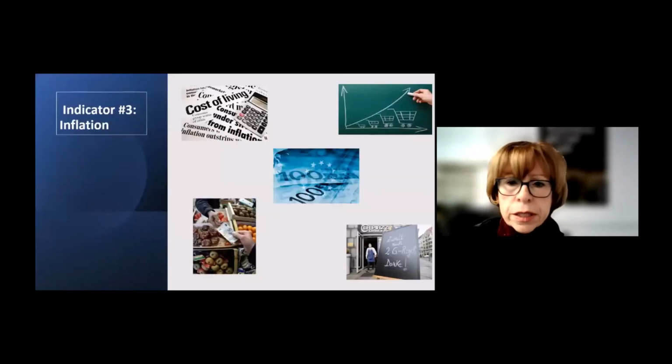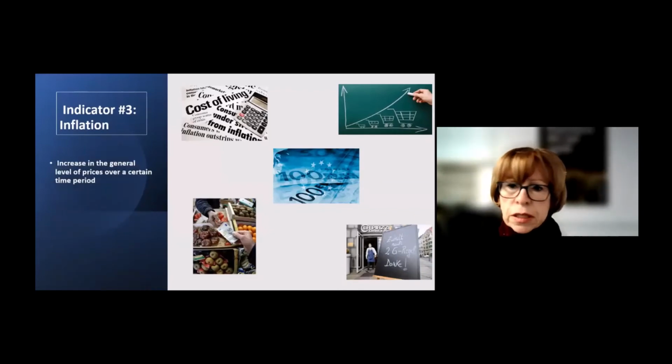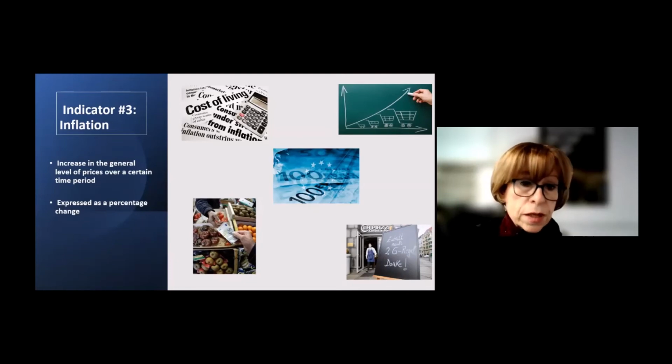All right, the third indicator that I want to address is inflation. Inflation is an increase in the general level of prices over a certain time period. It doesn't mean that all prices go up in the same amount at the same time. It's just a general increase. And it's expressed as a percentage change, just as GDP growth is expressed as a percentage change.